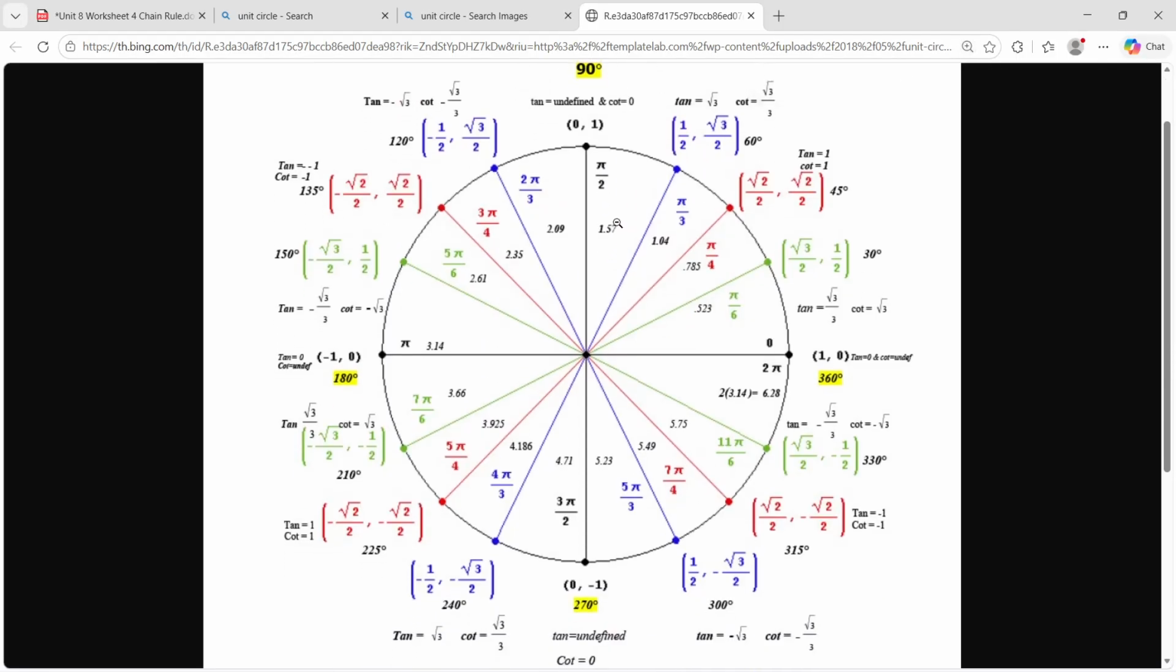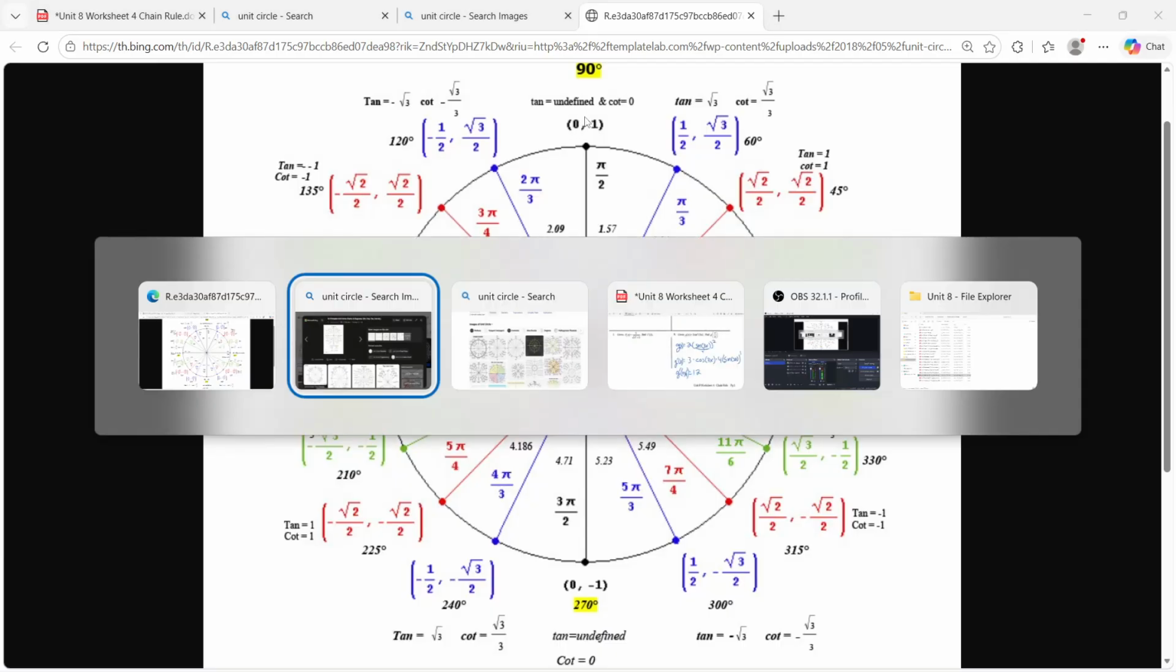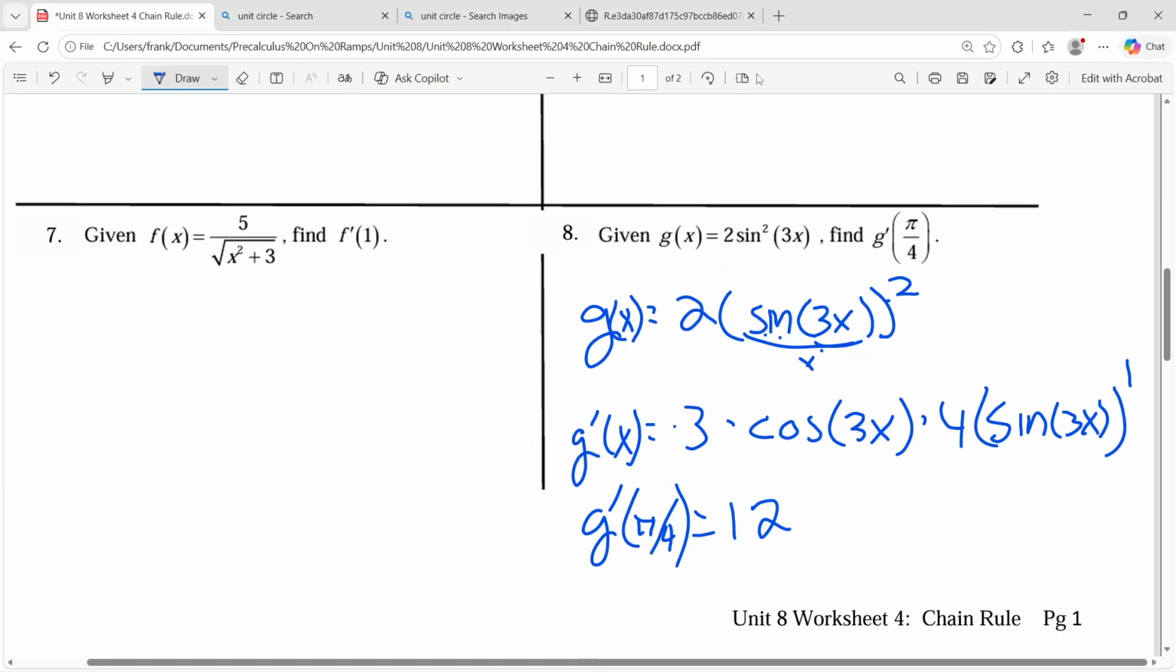3 pi over 4 is right there. And the cosine is negative, see? Because it's in the second quadrant. So you just have to remember that. Let me get back here. So this is times negative square root of 2 over 2.